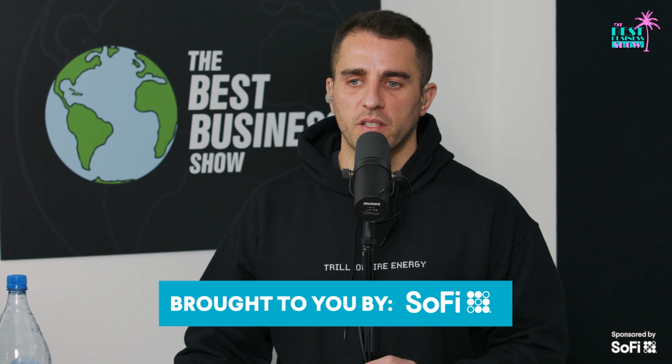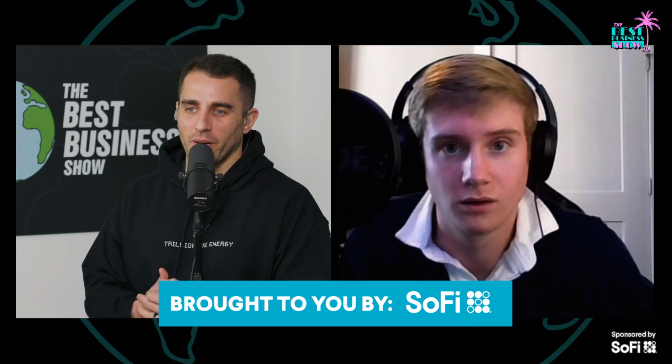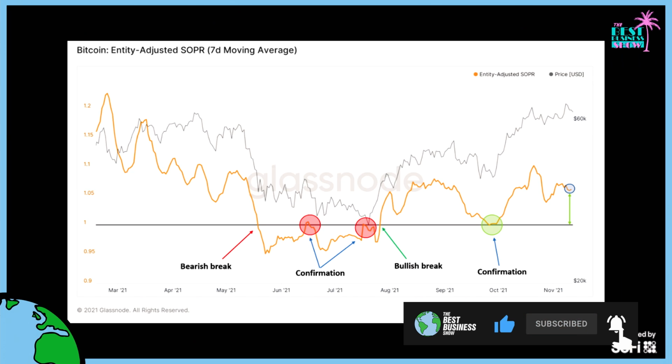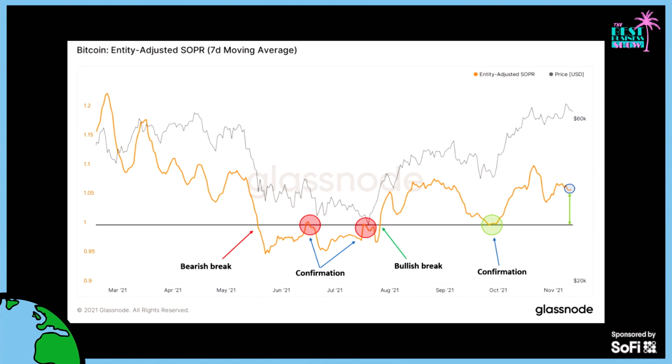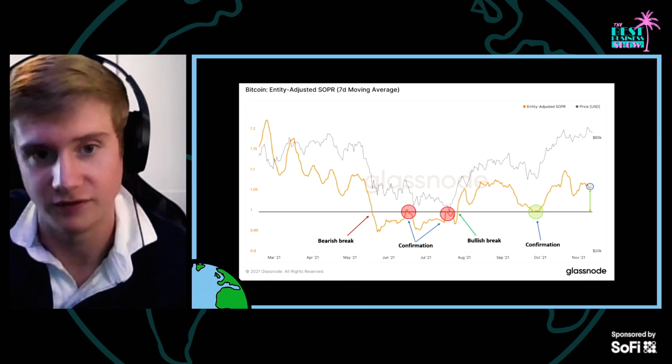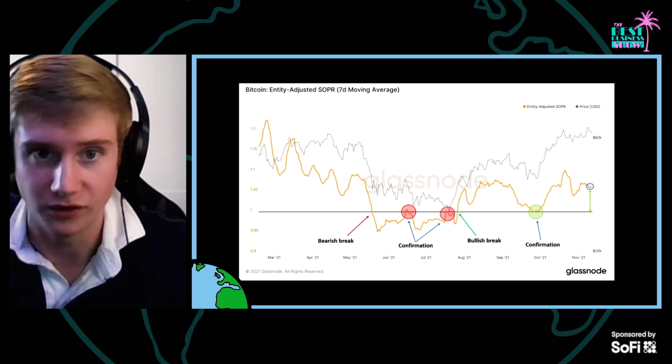Now, SOPR, this is the entity adjusted SOPR. What's going on with SOPR? SOPR is our spent output profit ratio. We're looking at all the coins that are trading on a given day. The coins that are being spent today, you're looking at the profit and loss that those coins hold. So if a coin was bought at 50K, it's now being moved at 60K.